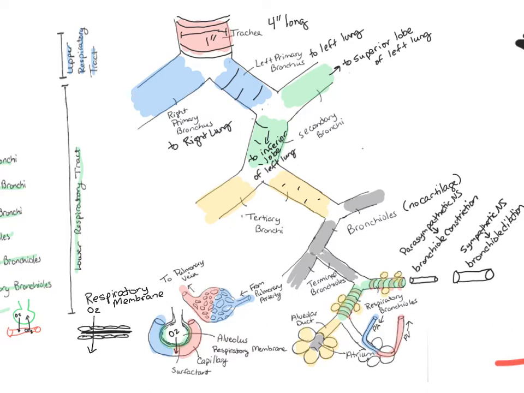The cells that are lining the alveolus, those are simple squamous. And then you have your basement membrane, and then you have the cells that line the blood vessel, and those are simple squamous too. So they're really thin. That's a really thin basement membrane, and gases should be able to cross that pretty easily.